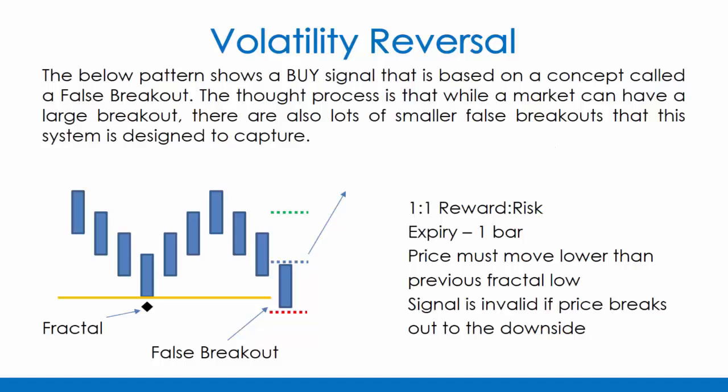The concept behind this volatility reversal, the false breakout, is when we see price move underneath the previous fractal low, it generates a buy signal. Now, if price continues to break out to the downside, this buy signal will cease to exist. But while we have price attempting to break out, it will then produce a volatility reversal signal to buy, and therefore trading it back in the opposing direction, therefore a false breakout to the downside. Again, it's a 1-to-1 reward to risk, and price has to move lower than the previous fractal low. If it continues to break out, the signal will cease to exist.